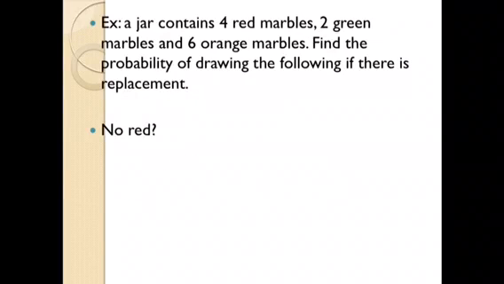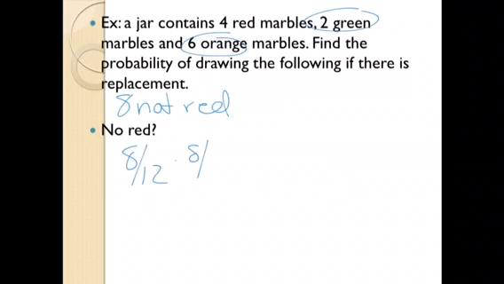Alright, for our last example involving marbles, we want to get no red marbles. So what that means is I could get orange, or I could get green. I don't care what color it is, as long as it's not red. So those now are combined to be one set. We have 8 that are not red. The chance the first one is not red is 8 out of 12. The second one not being red is also 8 out of 12. So our probability is then 64 out of 144.